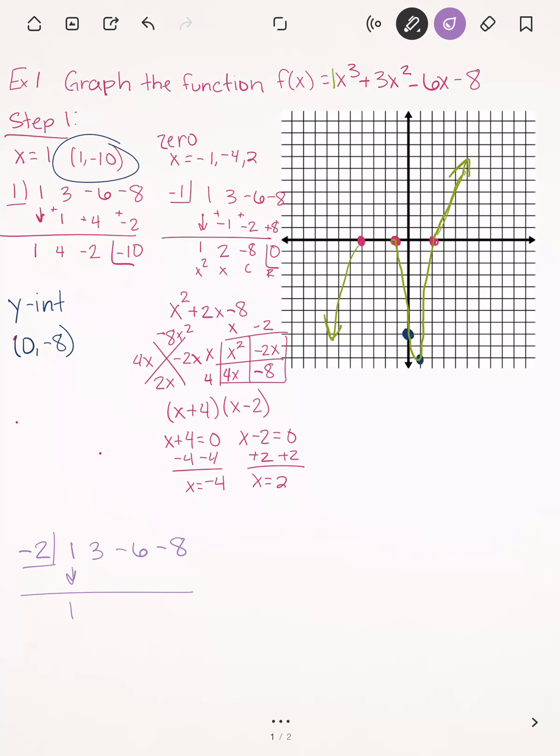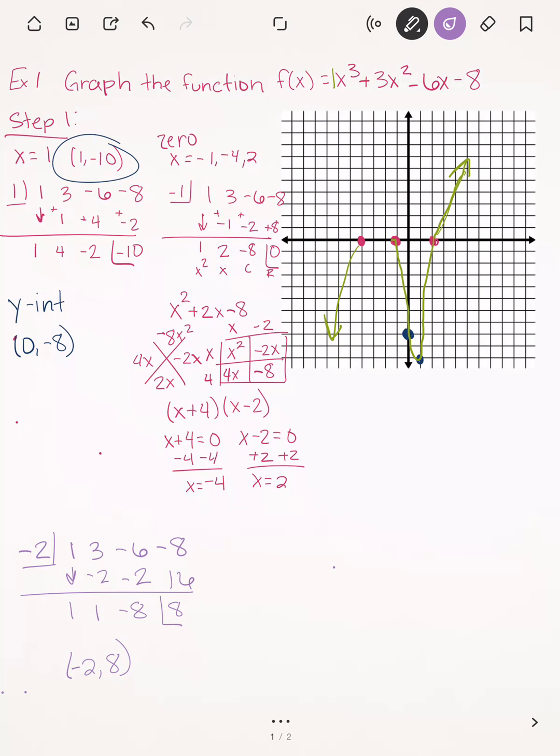Let's see. -2 times 1 is -2. 3 plus -2 is 1. -2 times 1 is a -2. Oops. Is a -2. -6 plus -2 is a -8. -2 times a -8 is a +16. -8 plus 16 is a +8. So I have a point at -2, +8.